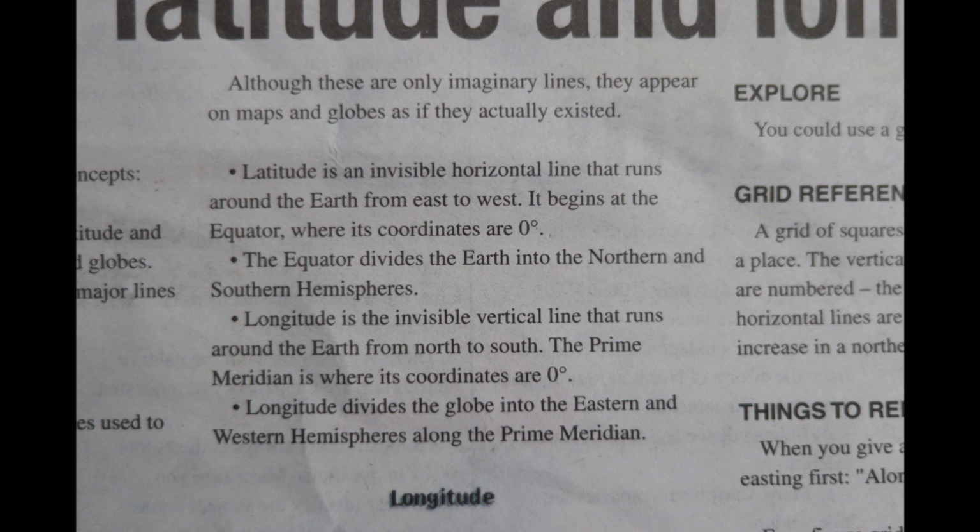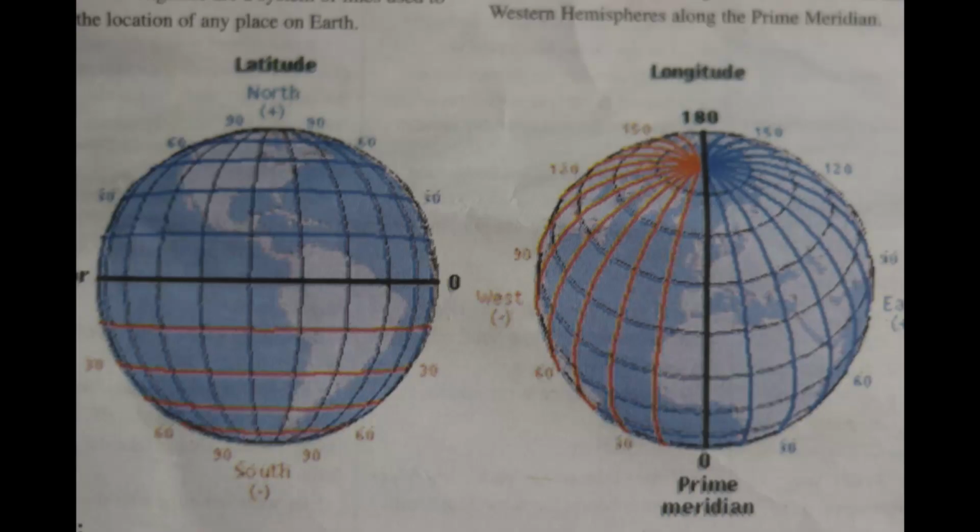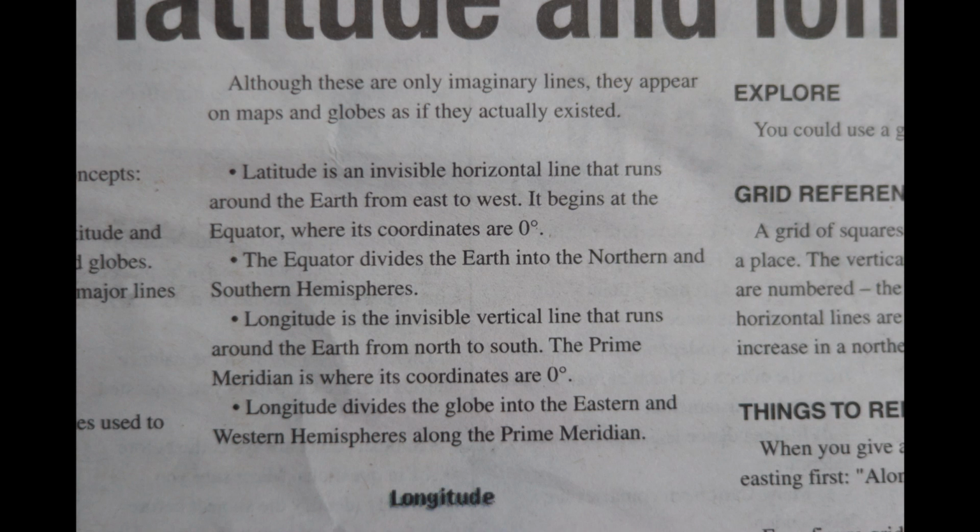Longitude is the invisible vertical line that runs around the Earth from north to south. The prime meridian is where its coordinates are 0 degrees. Longitude divides the globe into the eastern and western hemispheres along the prime meridian.